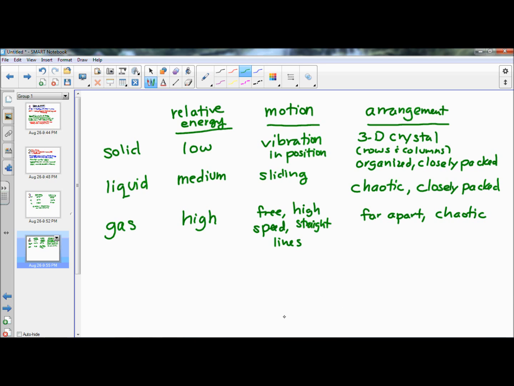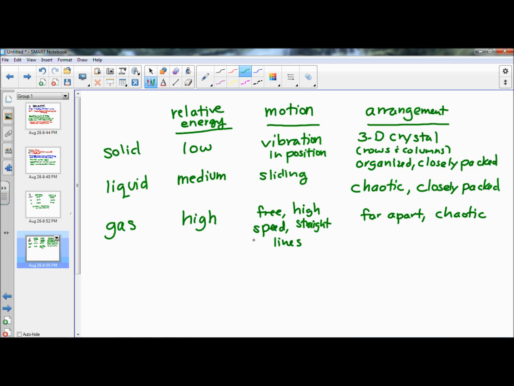So one of the things that you'll be challenged to do is to draw a visualization of what this looks like. If we could look at the particles in a solid, a liquid, or a gas, how would we represent their motion? What would their arrangement look like? How could we distinguish them?